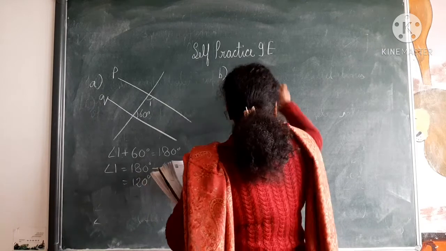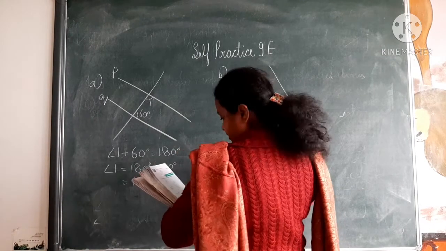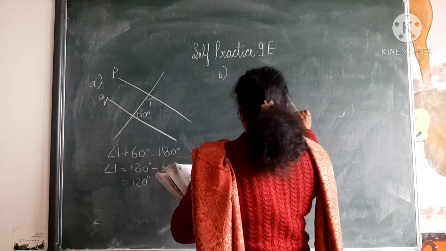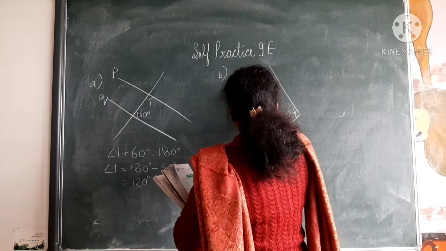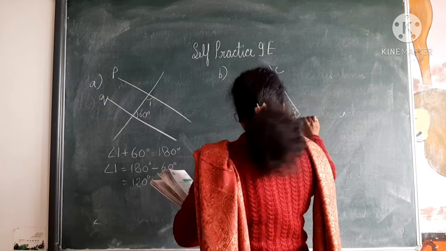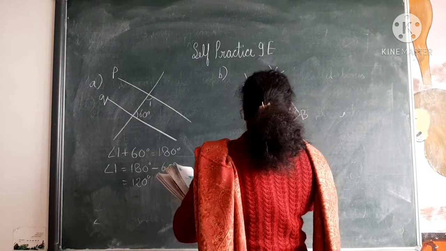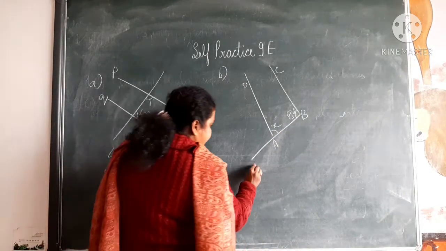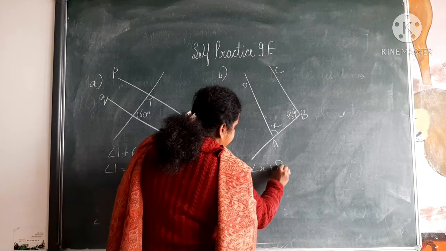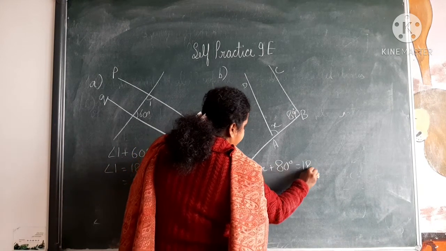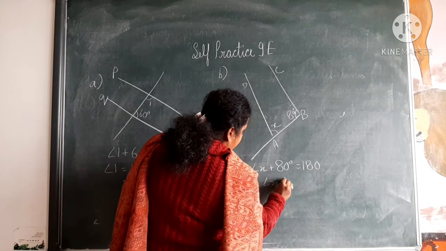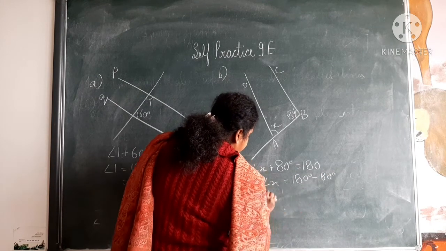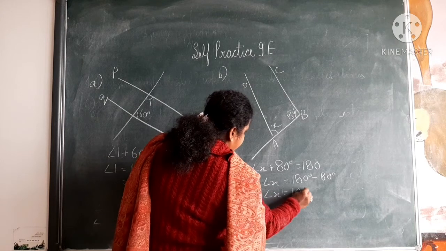You see this side is made. This is X and this is 80 degree. This is D, C, B, A. So here you see both are in the co-interior. Angle X plus 80 degree is equal to 180 degree. The angle X will be how much? 180 minus 80. Angle X will be equal to 100 degree.